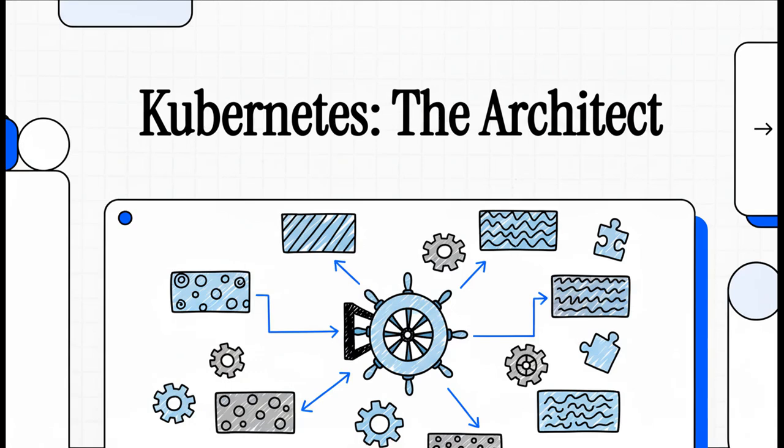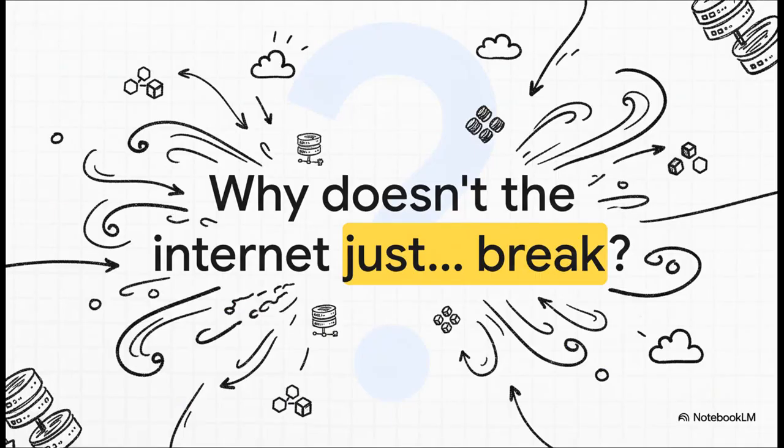Today we are diving deep into something you probably use every single day but have never seen, Kubernetes. It's kind of the secret architect holding the entire modern internet together. I mean, seriously, have you ever just stopped and thought about that? You've got millions, maybe billions of people online right now, streaming movies, shopping, working, all at the same time. How does it not all just collapse into a giant digital heap? It feels like it should be absolute chaos, right?